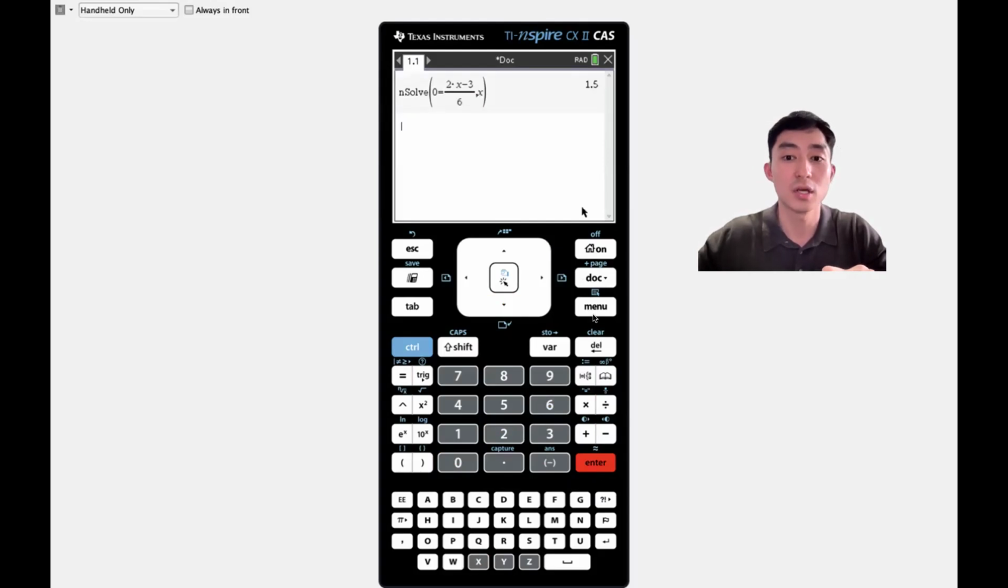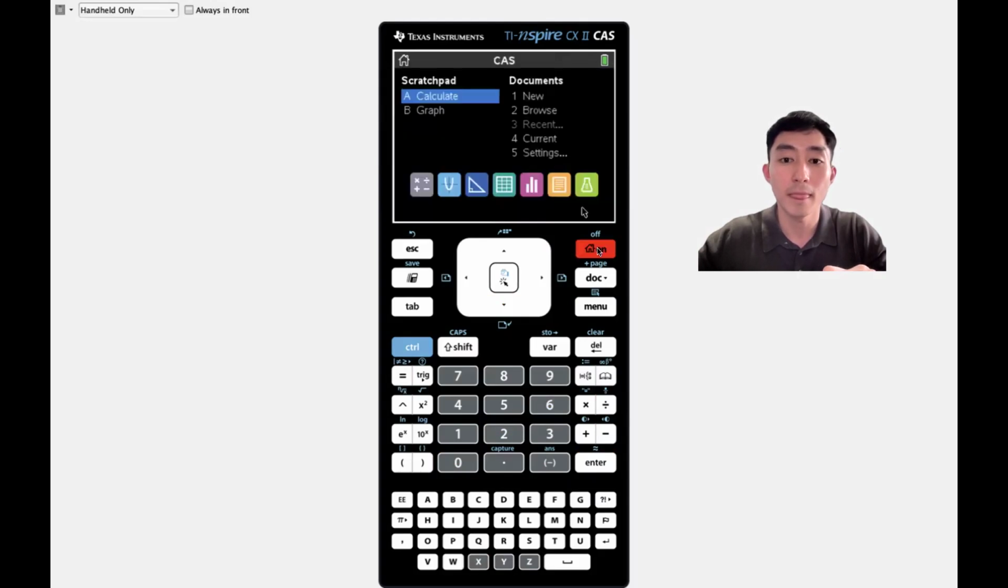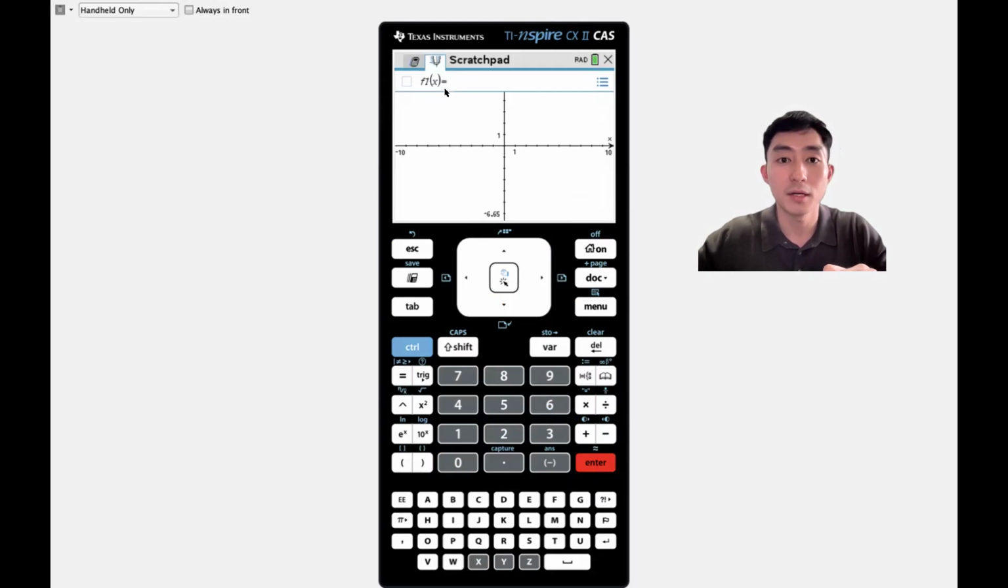If we want to sketch, we are going to go in here. We are going to graph it. So we put the y into the function here. We make the fraction again, and then we input 2x minus 3, and then write down here 6.